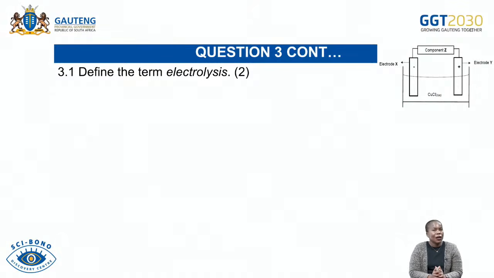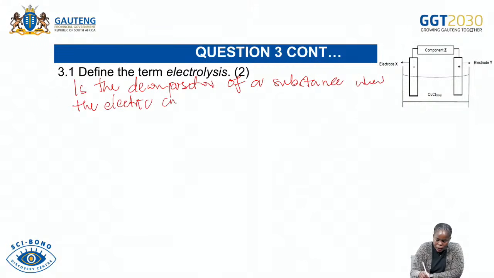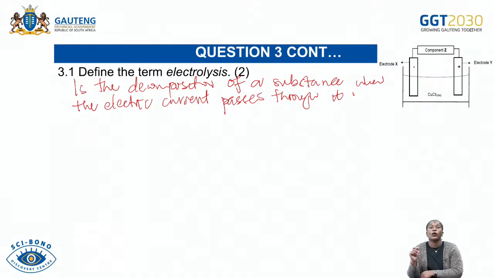Electrolysis is the decomposition of a substance when the electric current passes through it. The decomposition won't happen on its own. It will need the electric current to pass through it.